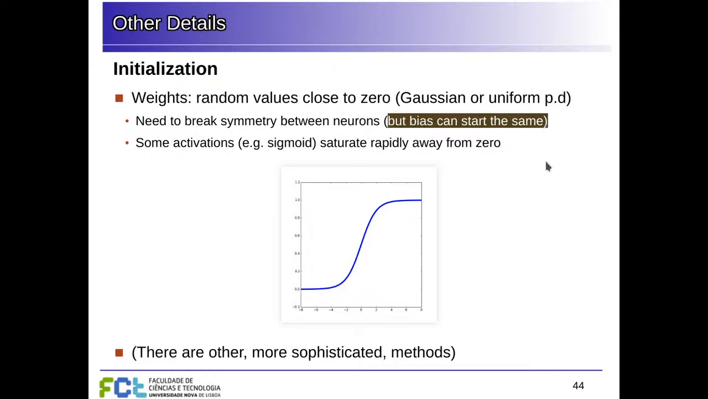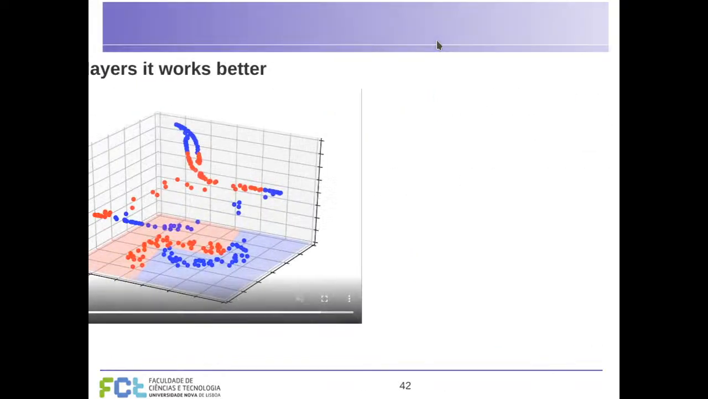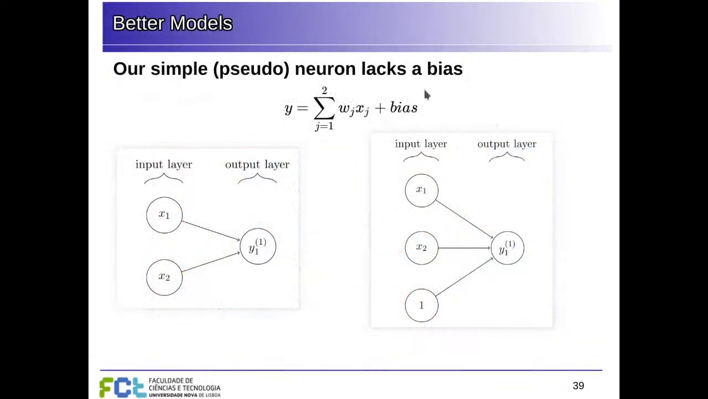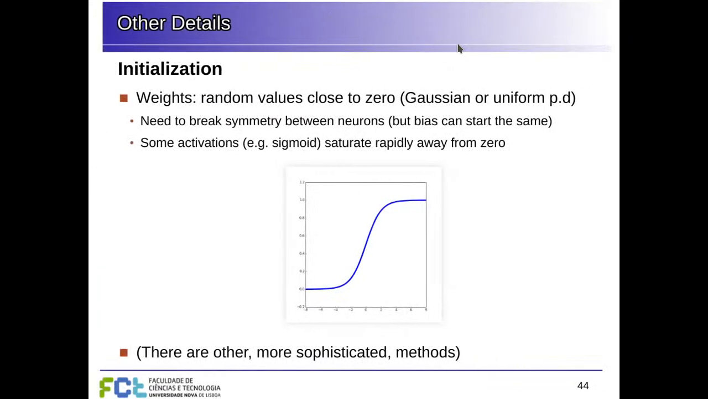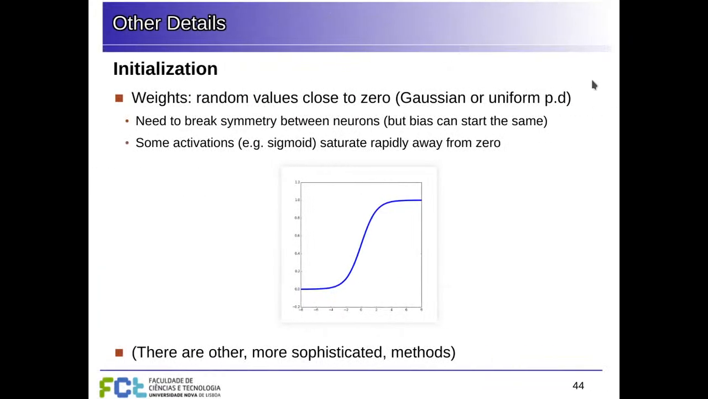These values, the bias values, can start all at 0 because they are not important for breaking symmetry. So these extra values here, we can just set them at 0. But it is important that the weights for the neurons are all different, and so we choose them at random. We can use Gaussian distributions, uniform distributions, or more sophisticated methods we're going to look at in more detail further on.